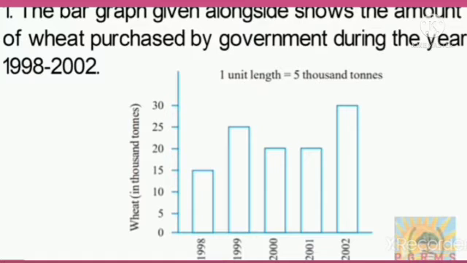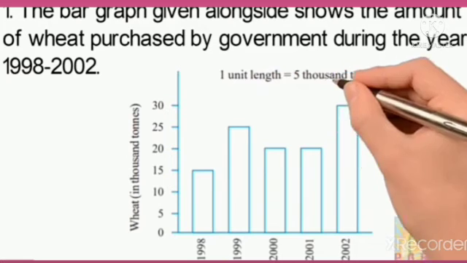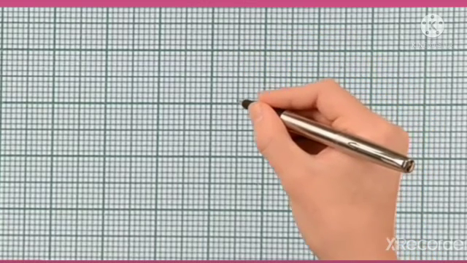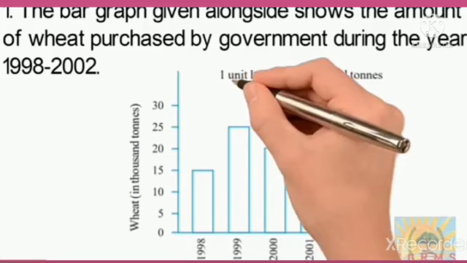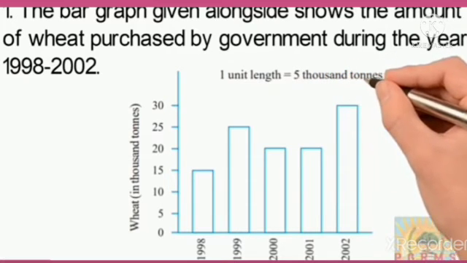Okay, so for this we have to observe the graph very carefully. Students, here it is written 1 unit length is equal to 5000 tons. 1 unit length means, if we see the graph, one complete square is equal to the 1 unit length. So we will consider 1 unit length is equal to 5000 tons in this graph.